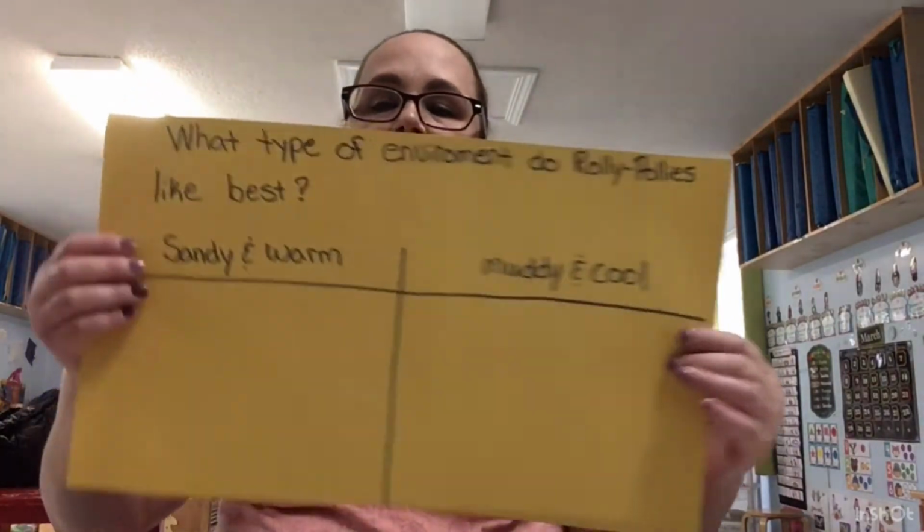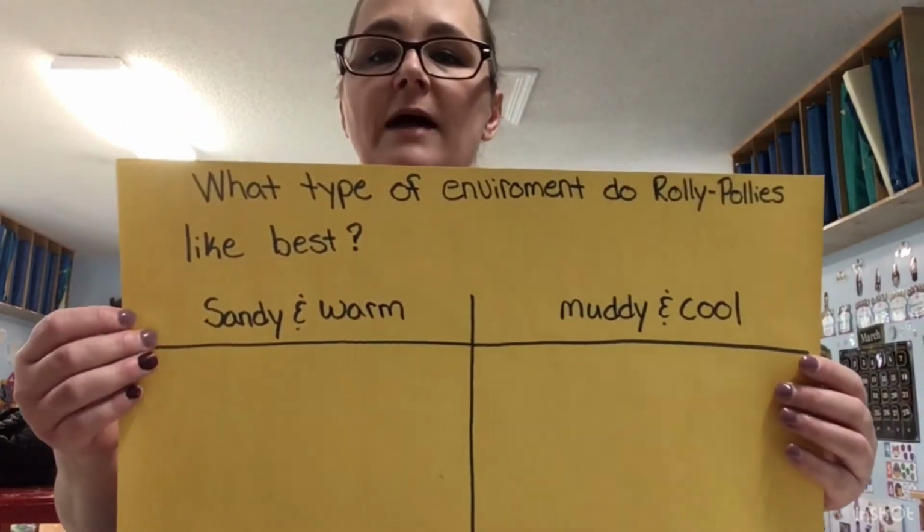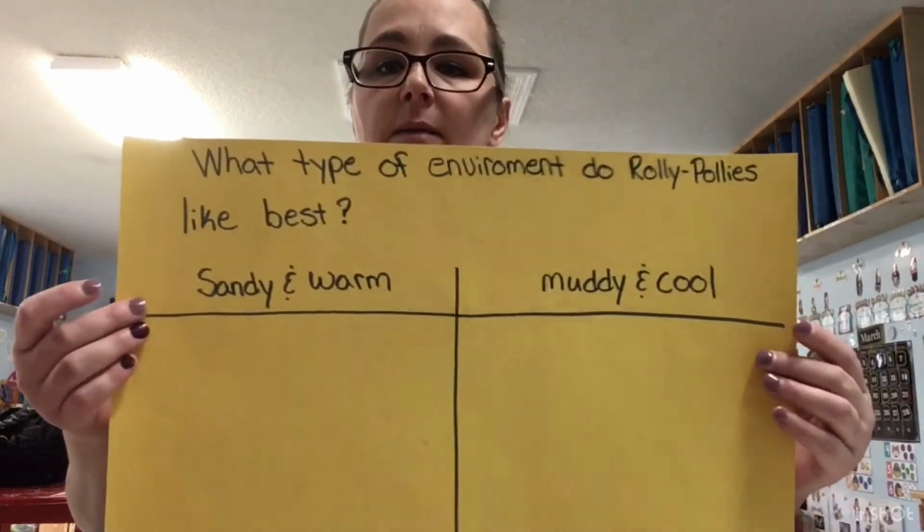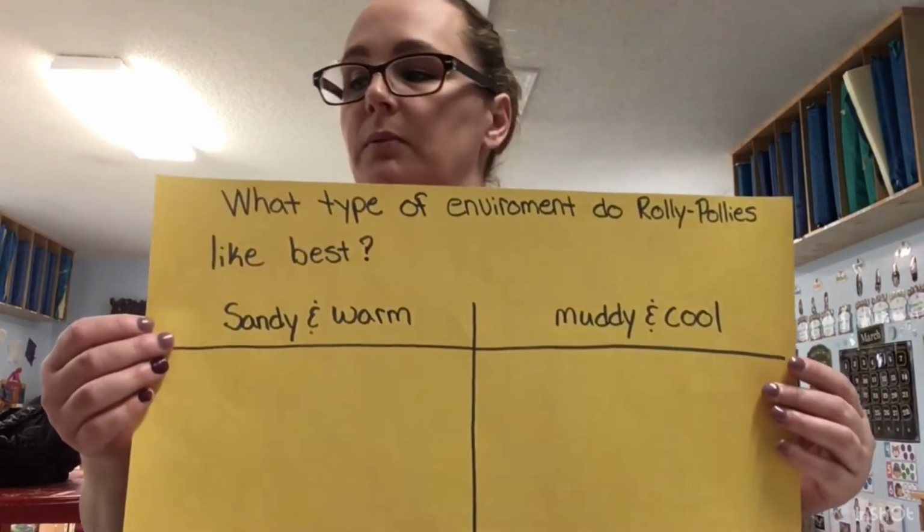And so what I'm going to do for our science experiment is I'm going to create 2 different environments, okay? Remember, our environment is what's around us, okay? And a habitat is our home, what kind of home we live in and what kind of home these bugs would live in. So what I did is I wrote on this piece of paper, what type of environment do roly-polies like best? Because we have a lot of roly-polies in there, right?